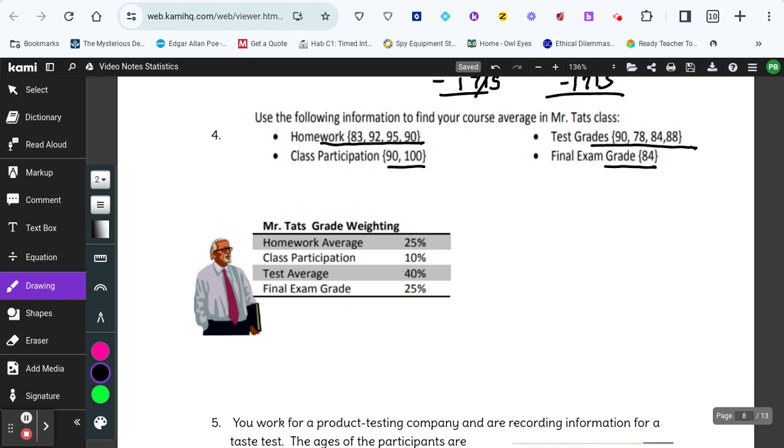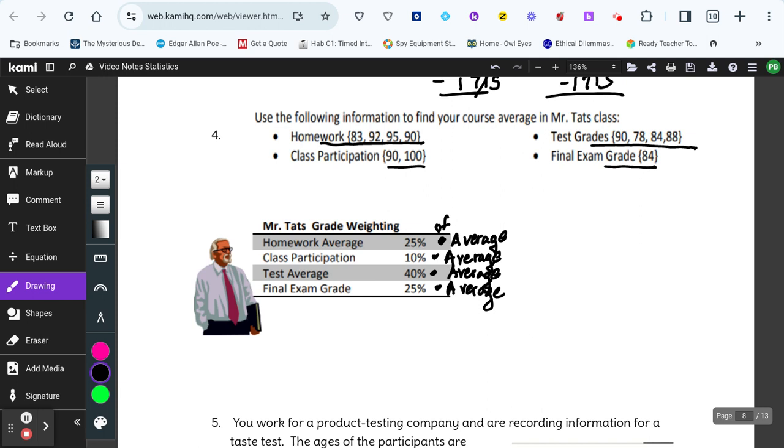Okay, so for homework, he only counts it worth 25%. So he takes 25% of the average. All right, for class participation, he's going to take 10% of the average. For your tests, he's going to take 40% of the average. And for that final exam, it's going to count for 25% of your average, okay? And so, guys, when you add these things up, it's all going to be 100%.